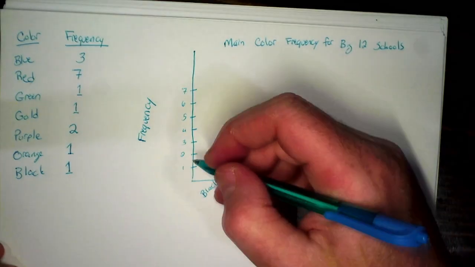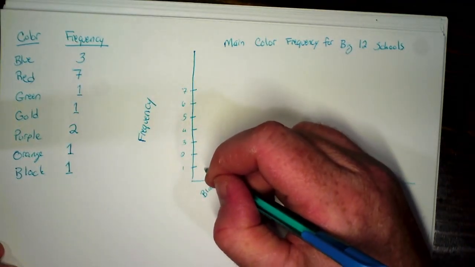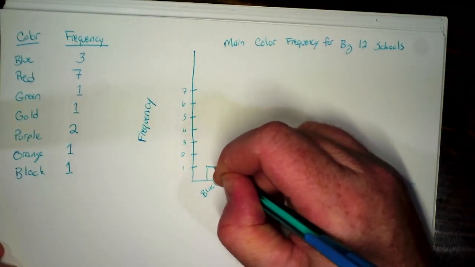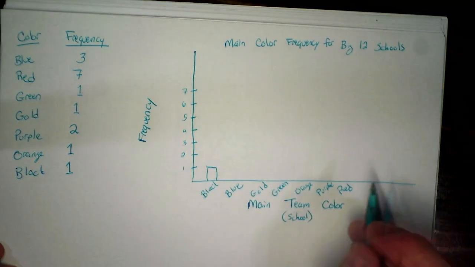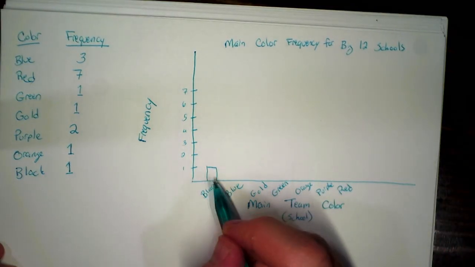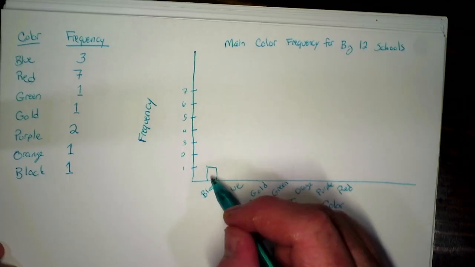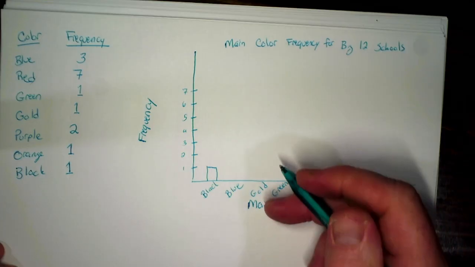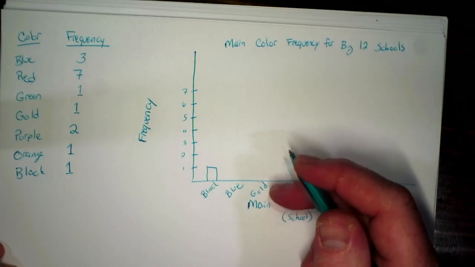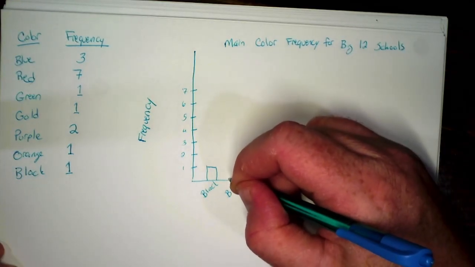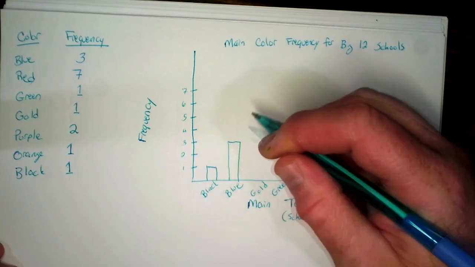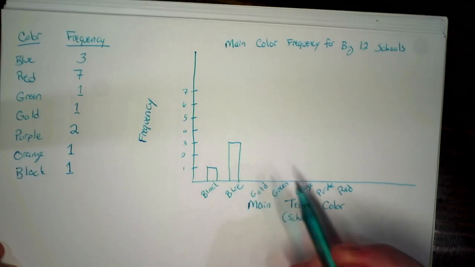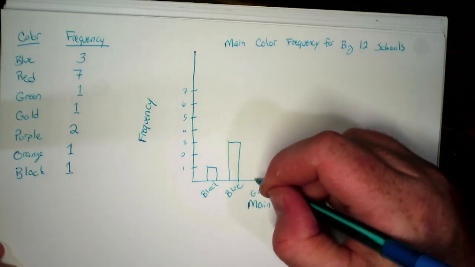All right, when I make my first bar, I'm going to do it for black. So I'm going to make a bar that is 1 unit high, or 1 tick mark high for black. When I make it for blue, I want to make sure that it has the same width. And also I want it spaced so that the bar is not touching this bar. It's a completely separate group. So the blue schools, there were 3 of those. So I will go up 3 and make my second bar. But I want it to be as wide as the last one so it's not distorted or misleading at all.